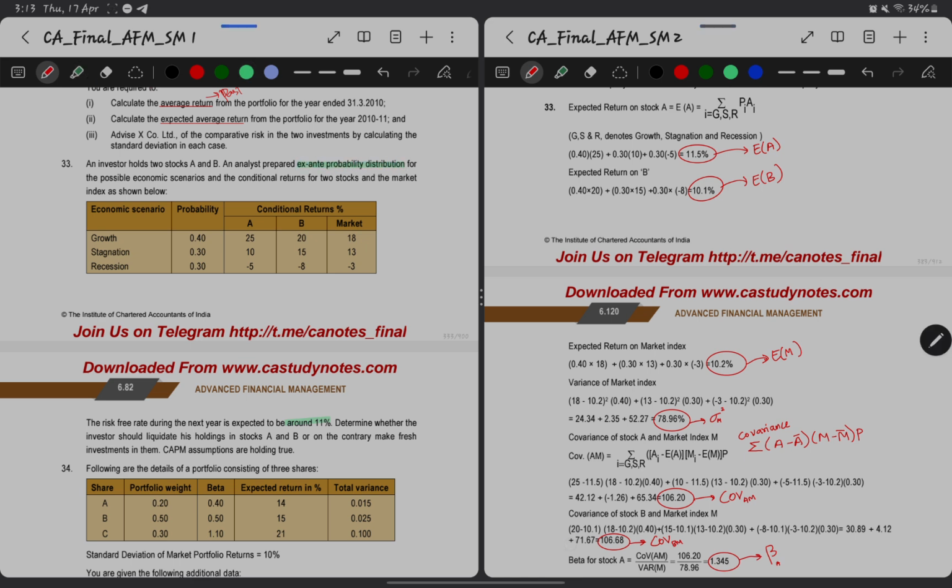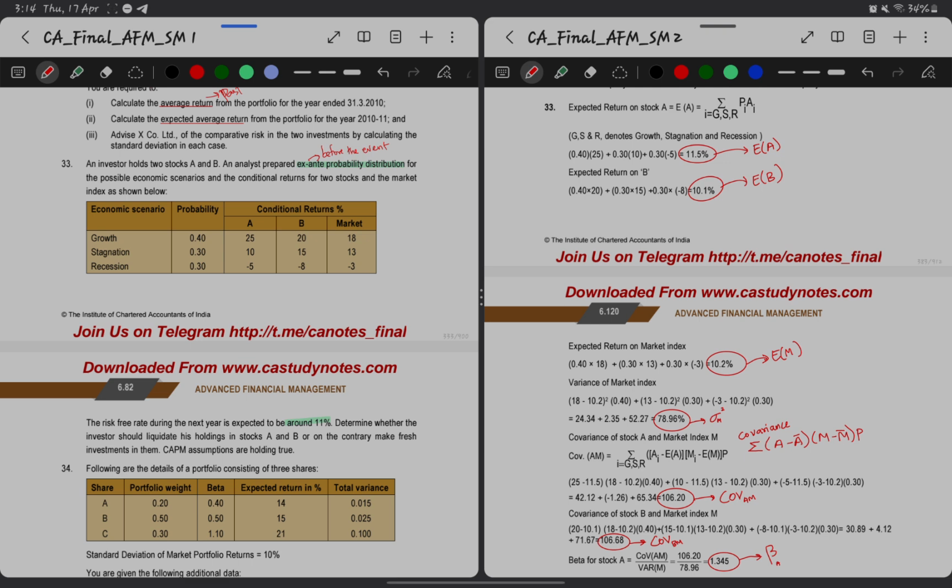Ex ante is nothing but before the event. So simply it's nothing but the projections. An analyst has prepared some projections and has given some probabilities, like on what basis these returns will happen based on the economic scenarios he has given. If the economy is in growth stage, then the possibility of the returns in market is 18, and then B is 20, and then 25. In recession, the interest rate will be negative. That's what he has given us, the projections.